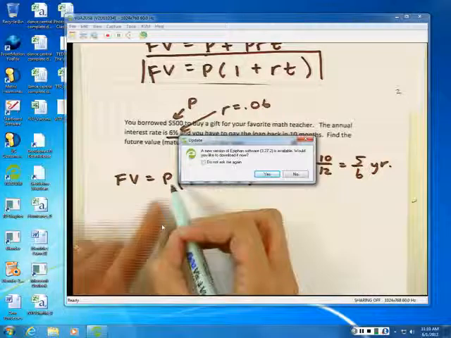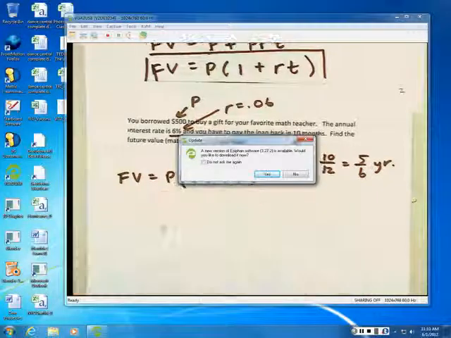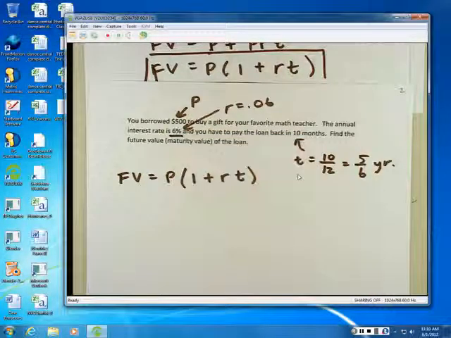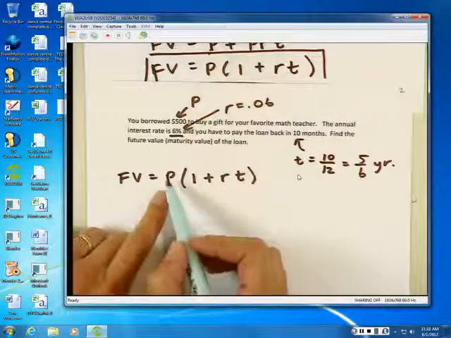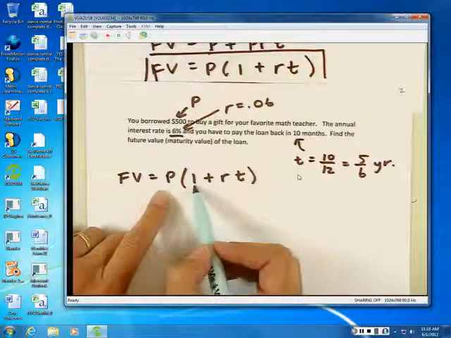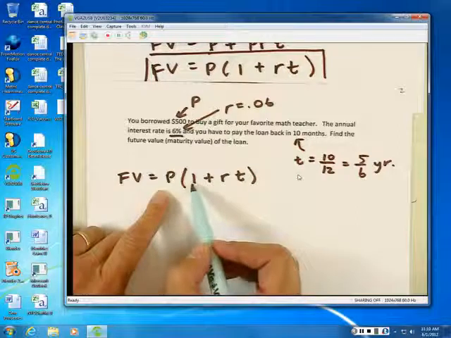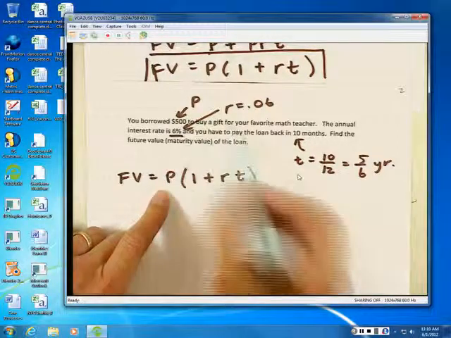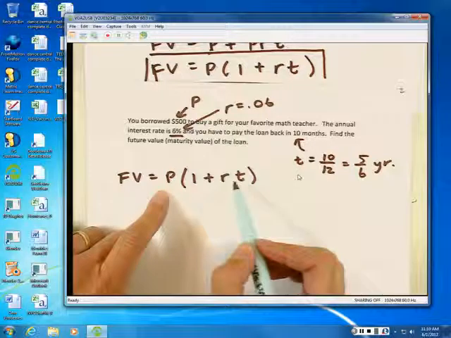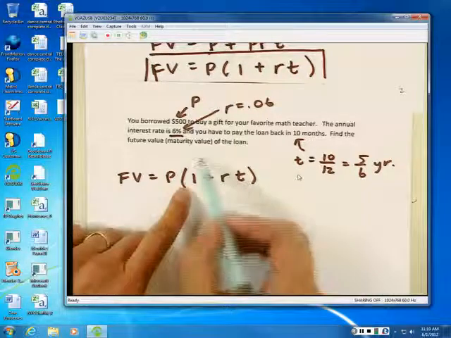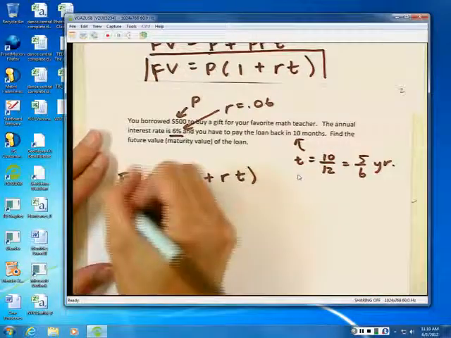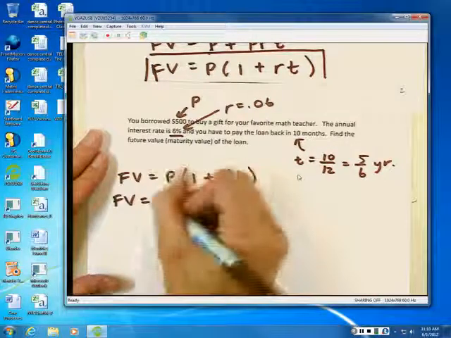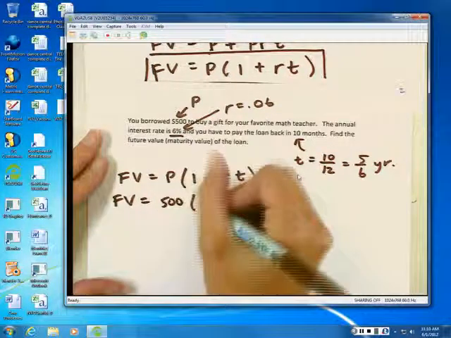Think about what this formula does. The future value takes the principal and multiplies it times 1. That gives you the amount that you borrowed. Plus, it adds to that a multiple by R and T. This gives you the interest. So this is the original amount, the 1, and the R and T is the interest.